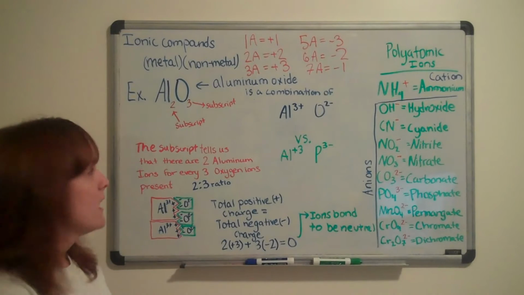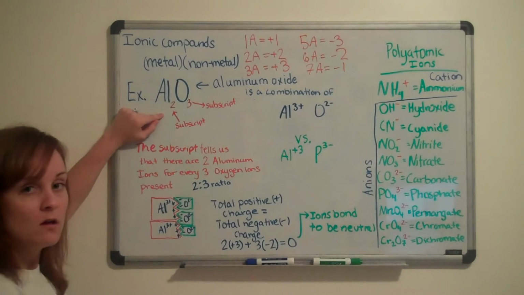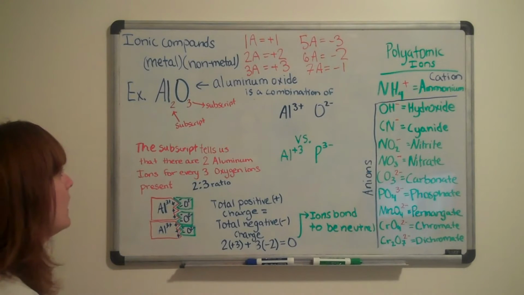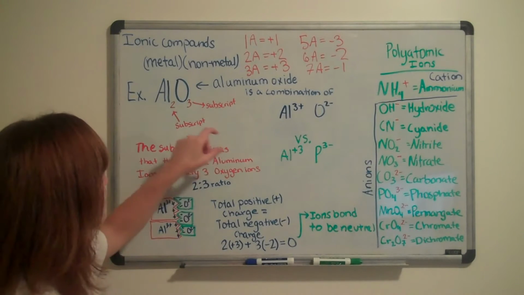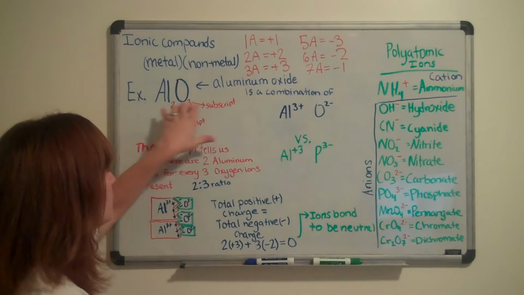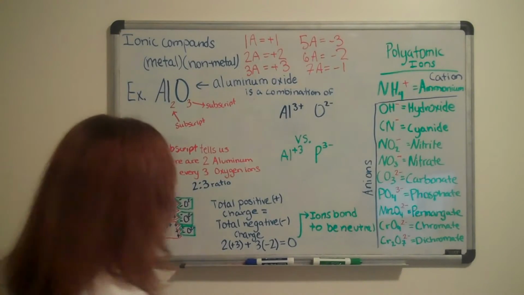Okay, so I have an example written of the formula for an ionic compound. We have Al2O3, and this is written from the formula to the name of that formula, aluminum oxide.